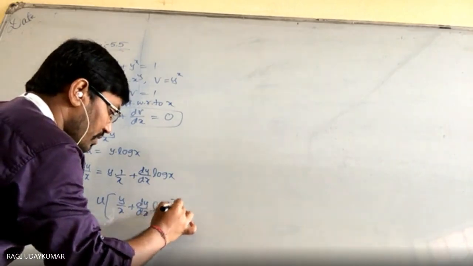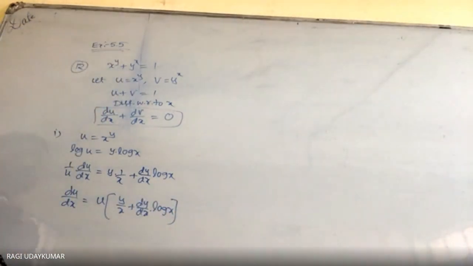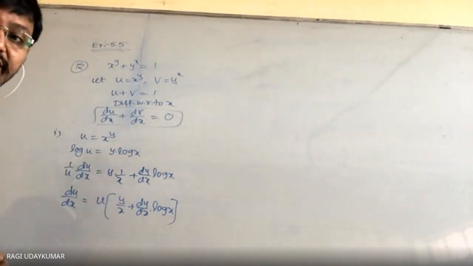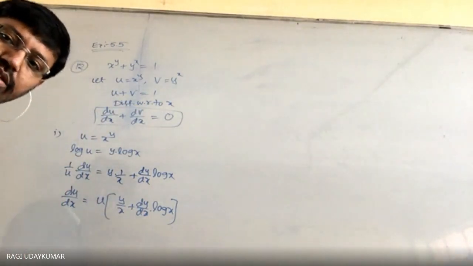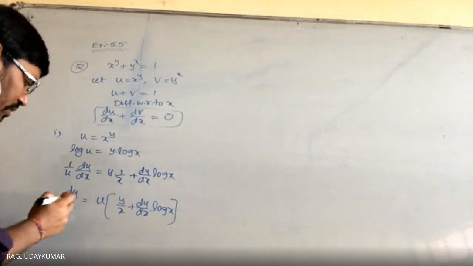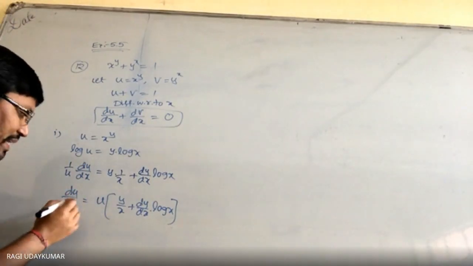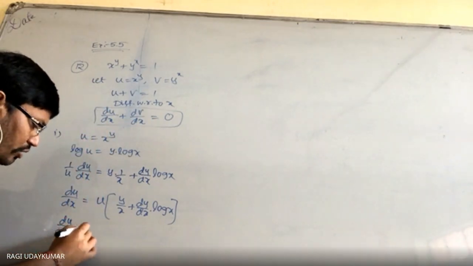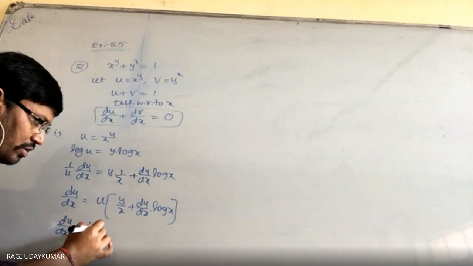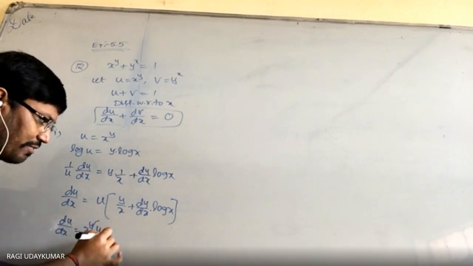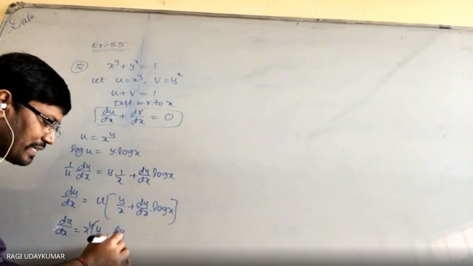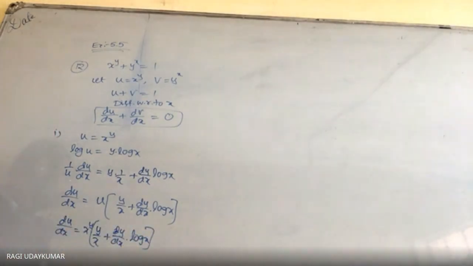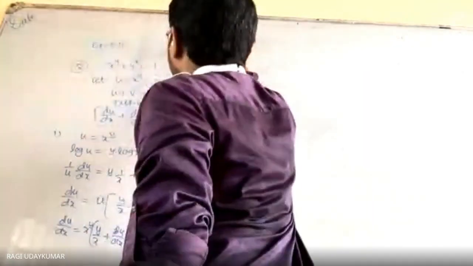Actually what we need to find out? We need to find out the dy by dx. First du by dx and dv by dx we will find out, and from that you are going to get the dy by dx. So here du by dx and u, you substitute here. du by dx is equals to x power y into y by x, so x power y by x plus dy by dx into log x. One part is completed.